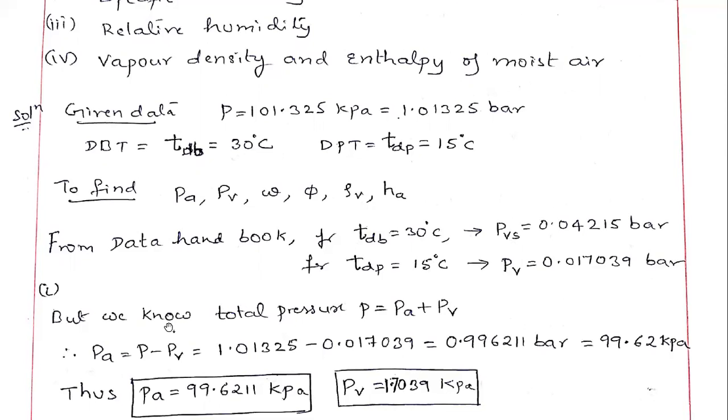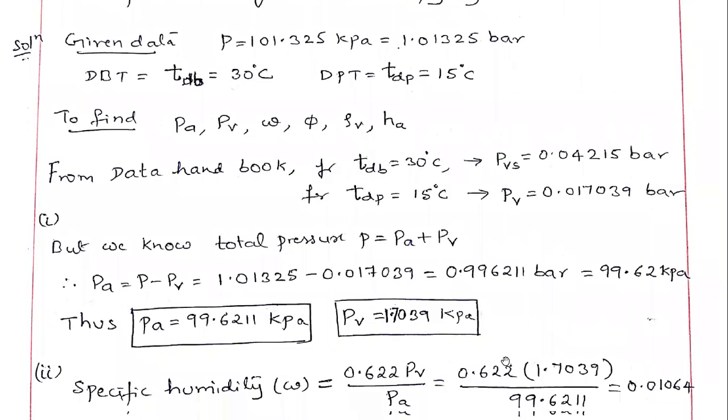0.017039 bar. But we know the total pressure will be equal to the partial pressure of the air plus the partial pressure of the vapor. So to find the partial pressure of the air, PA will be equal to total pressure minus vapor pressure. In terms of bar, the total pressure, that is atmospheric pressure, is 1.01325, minus the vapor pressure which we had noted down. So we'll get 99.62 kilopascal as the partial pressure of the air. So this is the first question which is asked: PA, the partial pressure of the air, and PV, the partial pressure of the vapor.